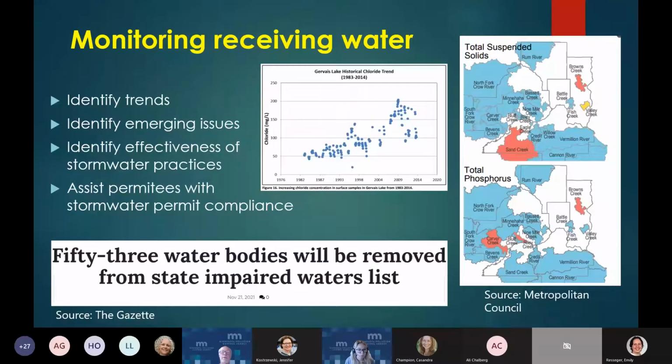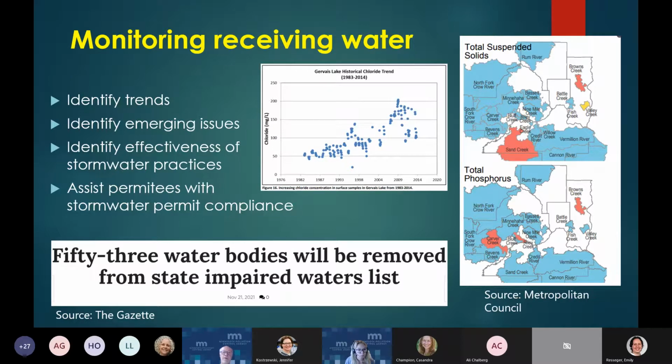So even though we don't have direct links to most of you who monitor receiving waters, we rely very much on that information. It provides us with information on trends. It helps us identify emerging issues, chloride being a classic example. If you see this image of Jarvis Lake chloride concentrations, you can see the trend is going up. It tells us we've got a problem here. And where's the chloride coming from? It's obviously, most of it's coming from road salt and stormwater runoff.